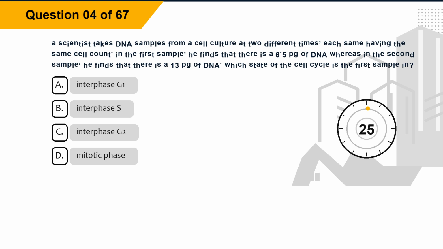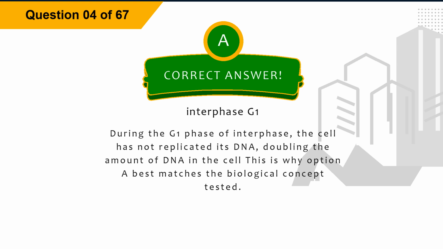Question 4. A scientist takes DNA samples from a cell culture at 2 different times, each having the same cell count. In the first sample, he finds that there is 6.5 pg of DNA, whereas in the second sample, he finds that there is 13 pg of DNA. Which stage of the cell cycle is the first sample in? Option A, interphase G1. Option B, interphase S. Option C, interphase G2. Option D, mitotic phase. The correct answer is option A, interphase G1.